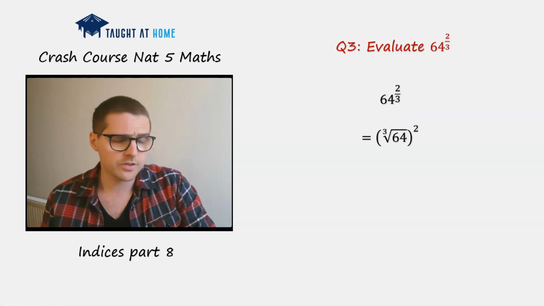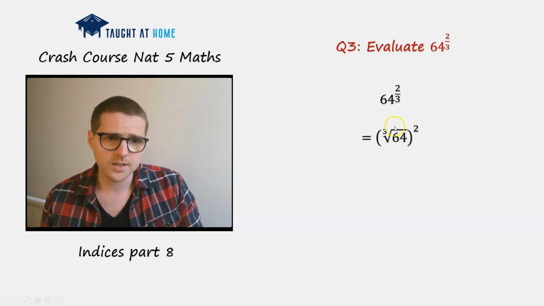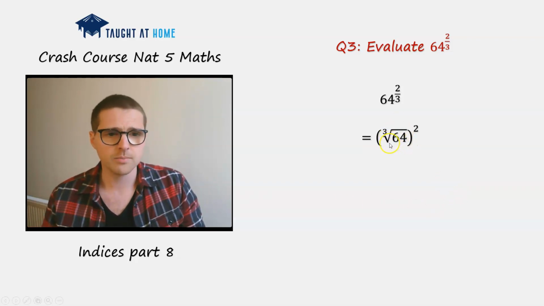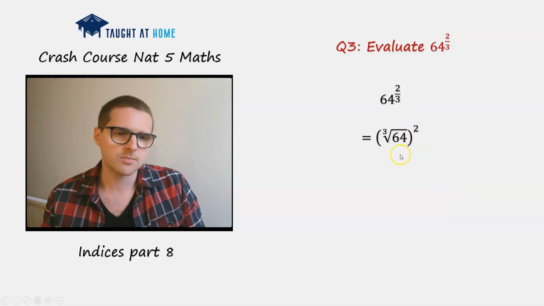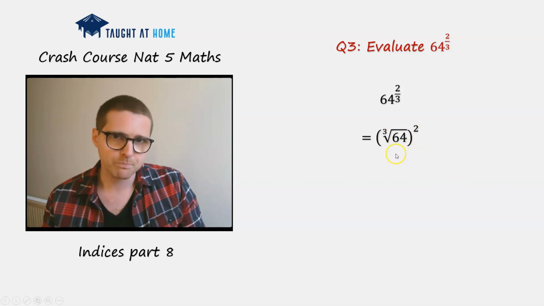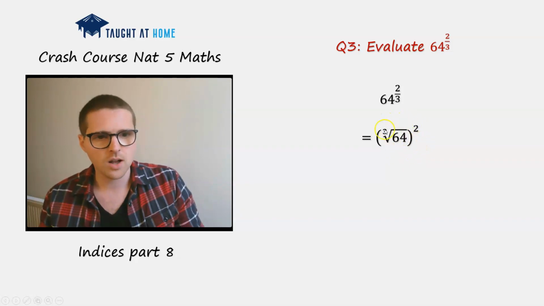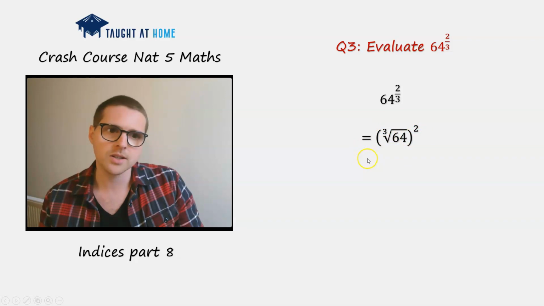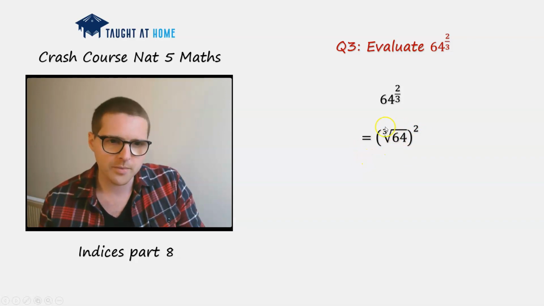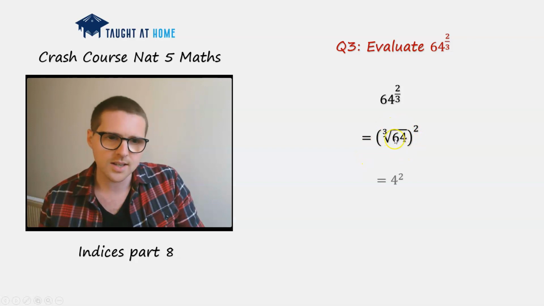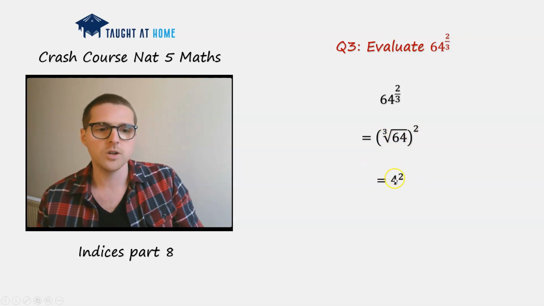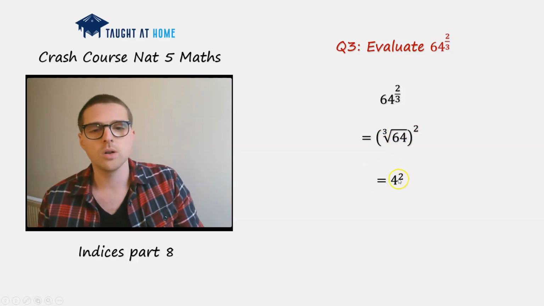Now what we're going to do first of all is evaluate the cube root of 64 and then square that answer. Now that's much better practice, rather than squaring 64 and taking the cube root of that answer. This is why we put these in brackets, because we're going to do the inside of the brackets first, which comes to 4. And then it'll be 4 squared, which is 16.